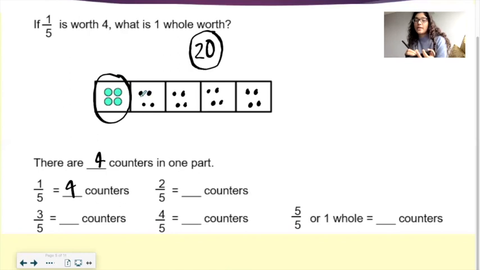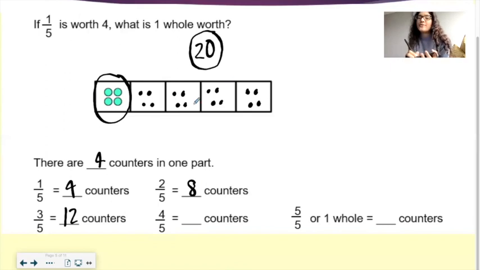So that means 1, 2, and 3 of these. How much is in 3 parts? You would have 12, because look, 1, 2, 3, 4, 5, 6, 7, 8, 9, 10, 11, 12. So you have 12 counters there. What about in 2/5 of those parts? So 2/5 means you're looking at 2 out of those 5 parts. That's this part and this part. And in those 2, you have 8 counters. What about 4/5 of the counters? For 4/5 of those parts, you're looking at 4 out of those 5 parts.